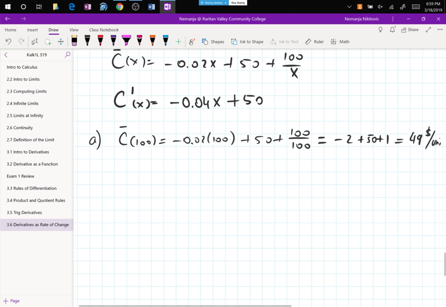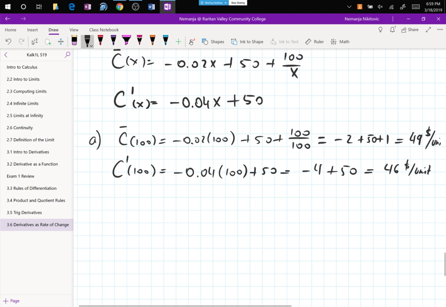Next one is the marginal, which is the derivative, and that's negative 0.04 times 100 plus 50, which is negative 4 plus 50, which is $46 per unit. Now, what is this? This is the cost of the 100th unit. So it's not the average of all of them. This is, you know, how you're producing stuff and it's moving on that belt, right? And you go, okay, 96, 97, 98, 99, and 100. All right, you pick up the 100th unit. That one cost you $46 to make.